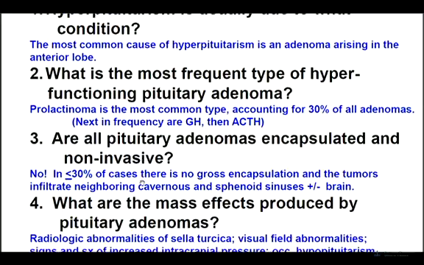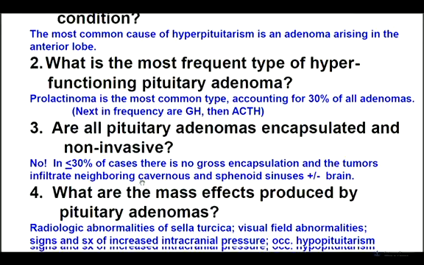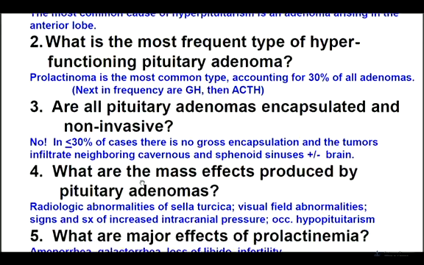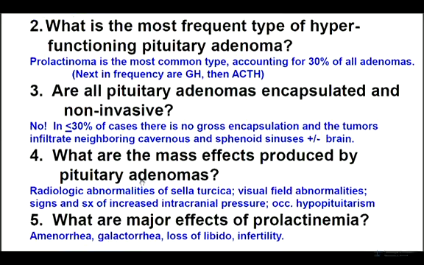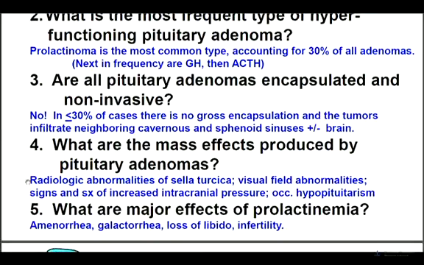Are they all encapsulated and, like adenomas, non-invasive? No, some of them grow out of the confines of a collagen capsule, so they can invade the cavernous and sphenoid sinuses and the brain. The mass effects are visual field problems, increased intracranial pressure, and occasional hypopituitarism from compressing the normal residual tissue. The prolactinemia has effects on menses, breast milk from the breast, loss of libido, and infertility.